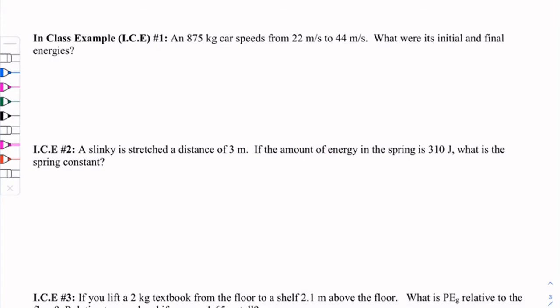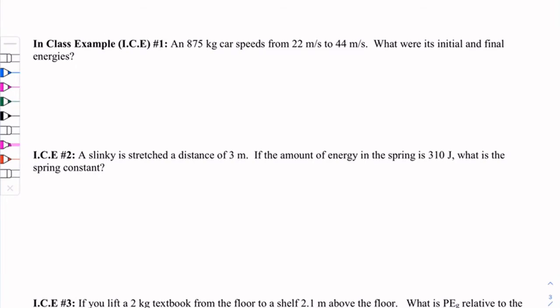Okay, you have just finished watching the online lecture that gave you some information about different types of energy. And the three equations that you learned were for kinetic energy, 1/2 mv squared, for gravitational potential energy, mgh, and for spring potential energy, 1/2 kx squared, where k is the spring constant and x is the distance that you stretch it.